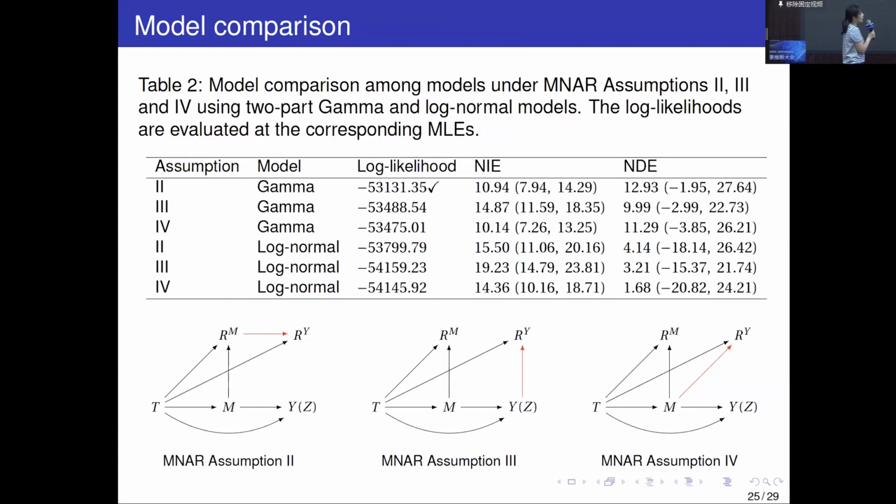Now we did the analysis under all of those missingness mechanisms, and also we considered 2 different types of 2-part model, 2-part gamma and 2-part log normal. And you could see that for the NIE and NDE, although the estimates vary, the causal conclusions are quite robust across all the mechanisms. And it is the first one that stands out in terms of the log likelihood. And it corresponds to this missingness mechanism.